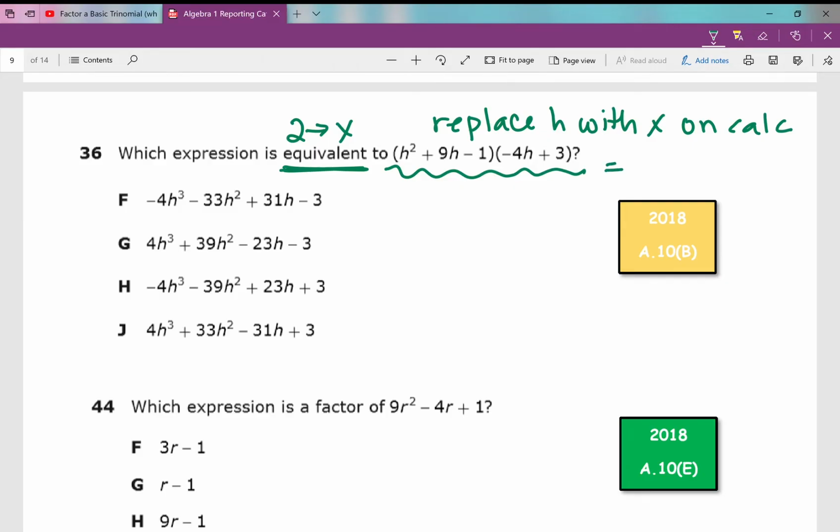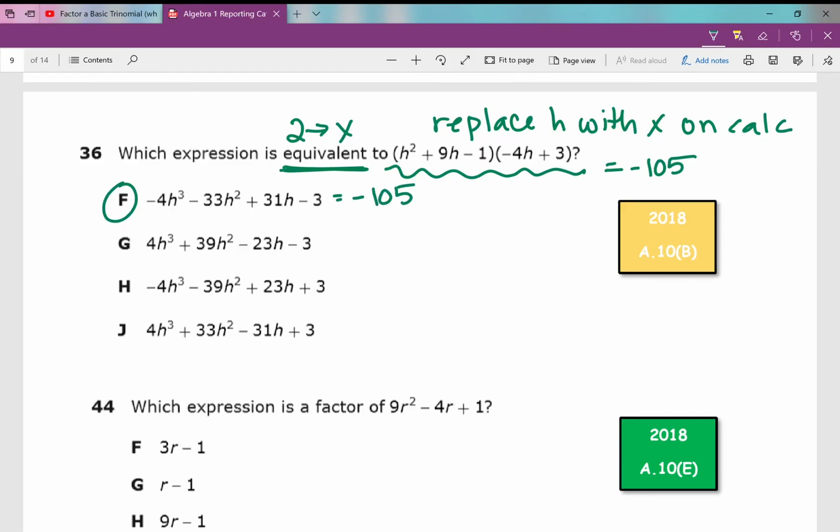Well, when 2 is stored in for the value of x, I get negative 105. So if I go through anything that still has 2 stored in for the value of x, when I plug it in, I'll get the same thing. That's what's equivalent. That's what's the same. And F is actually my answer, negative 105.